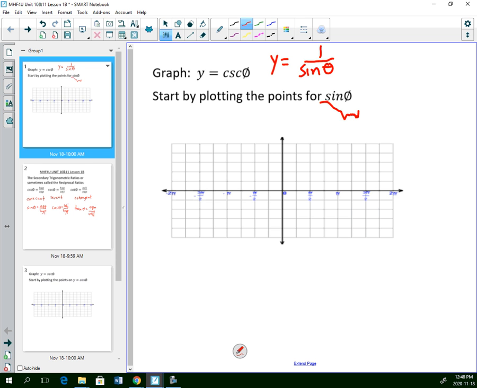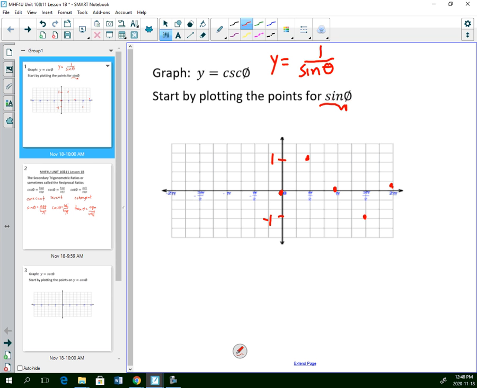So we're just going to start by plotting the points as if we were doing sine, because remember, it is the reciprocal of sine. Okay, so sine starts at 0. Let's put in 1 and -1, our max and min here. So sine normally starts at 0. At pi over 2, it's at its maximum at 1. At pi, it goes back to 0. At 3 pi over 2, it goes down to -1. And at 2 pi, it goes back to 0.